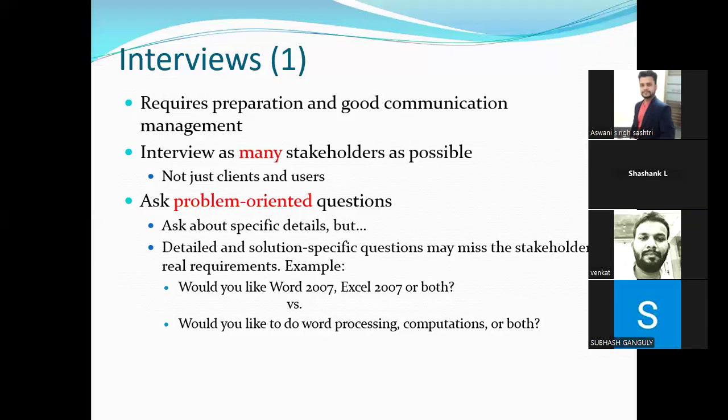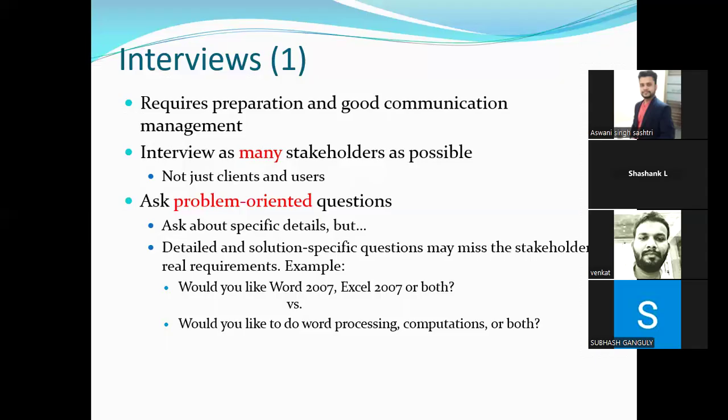Communication management means, for example, I want to take an interview of Venkat for requirement elicitation. I should inform Venkat in advance: Venkat, I'm going to have an interview for requirement elicitation on Monday at 11 a.m. So Venkat will also be ready with some understanding of what he needs to provide. This requires very good communication management. You cannot just wake up and go to the client to ask them for the requirements. No, it requires proper communication management. It requires proper intimation before we initiate any requirement elicitation technique like an interview.